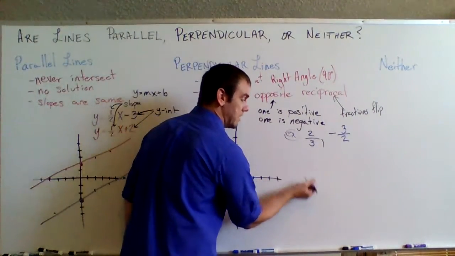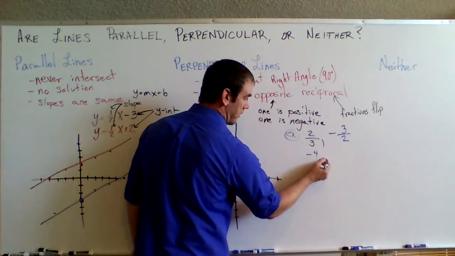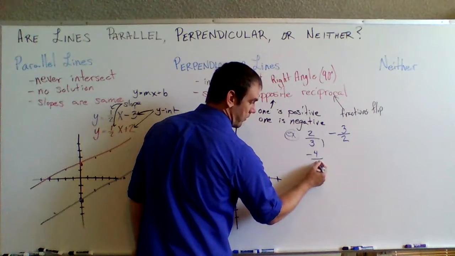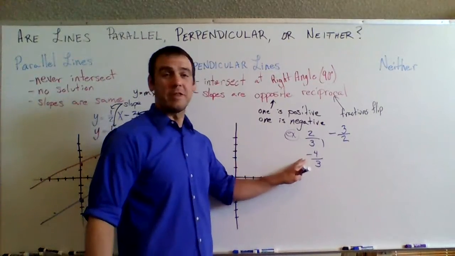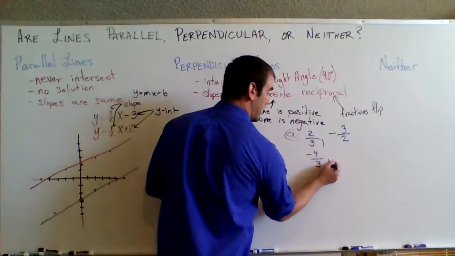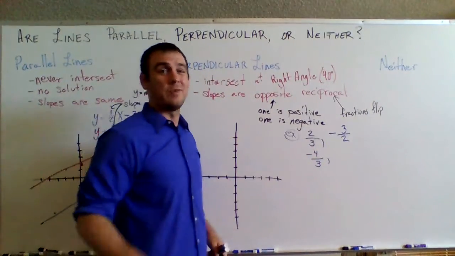Another example might be negative 4 over 3. This one's negative, so we know the opposite one has to be positive. And then 4 over 3 just flips to end up being 3 over 4.